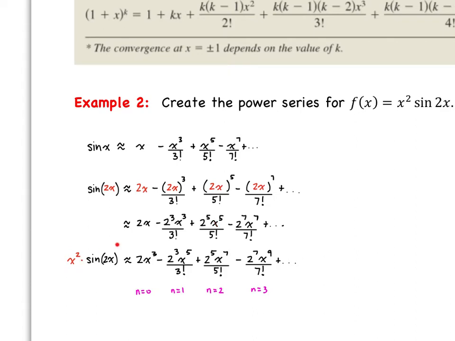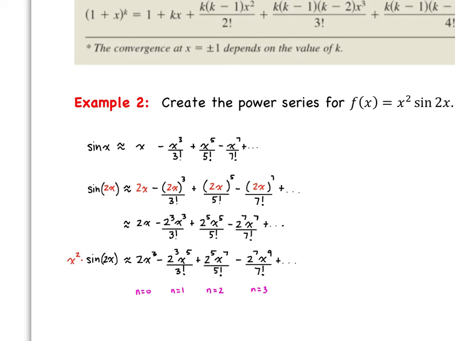When I multiply x squared times this term here, we get 2 to the 5th x to the 7th over 5 factorial. And then x squared times this guy, we get minus 2 to the 7th x to the 9th over 7 factorial, so on and so forth. So this is when n is 0. This is when n is 1, when n is 2, when n is 3.